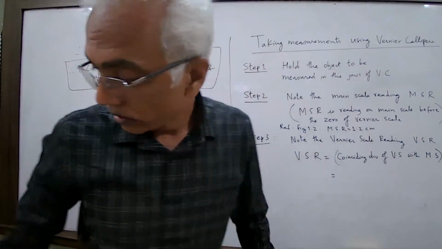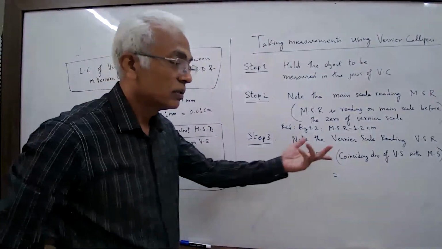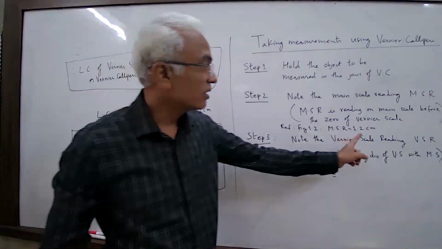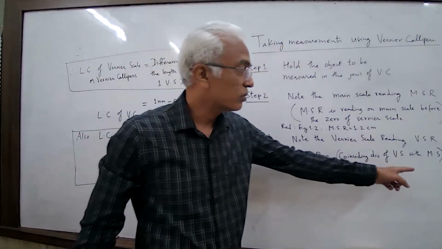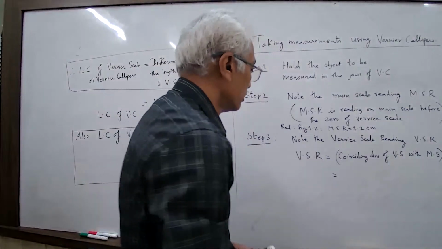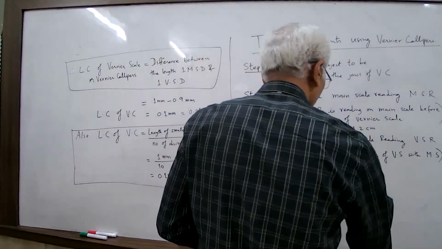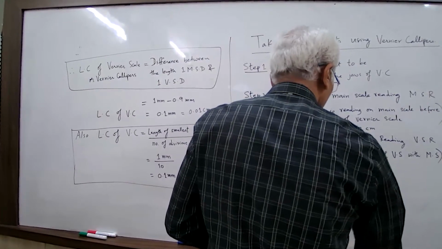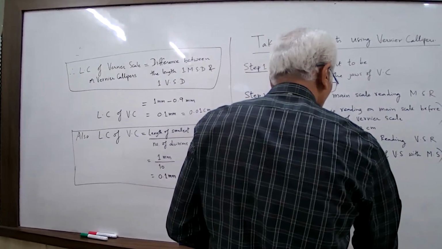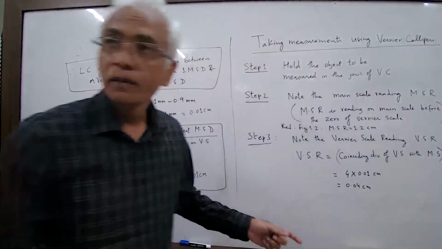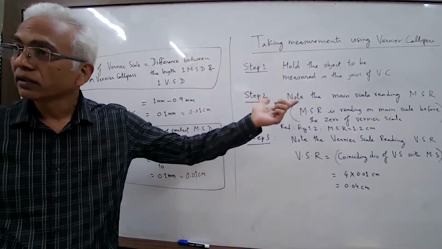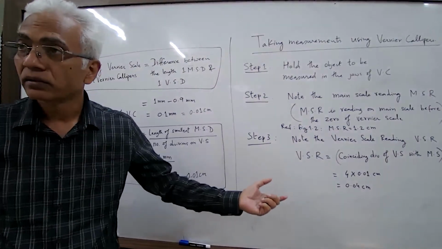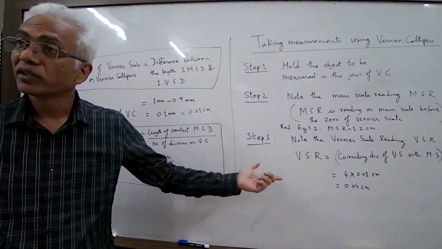Okay. So what is the least count of the vernier scale? 0.01 centimeter, right? Because we have written the main scale reading in centimeter, so the least count will also be written in centimeter. So therefore, this is 4 into 0.01 centimeter, so this becomes 0.04. Now we have taken the main scale reading and the vernier scale reading, so now you have to add. That will give you the measured reading.